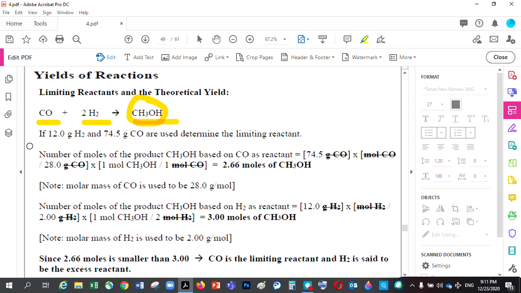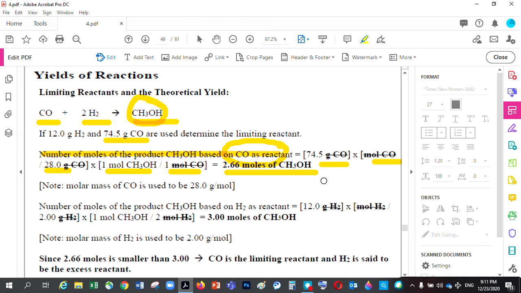So let's look at the number of moles of methanol based on CO first, carbon monoxide. This is carbon monoxide, 74.5 grams is used, correct? I divide by the molar mass of carbon monoxide, which is 28 grams per mole. And then I look at the mole ratio. I have 1 mole of methanol to 1 mole of CO. So 1 mole of the product to 1 mole of CO, I get 2.66 moles of methanol based on 74.5 grams of carbon monoxide used.